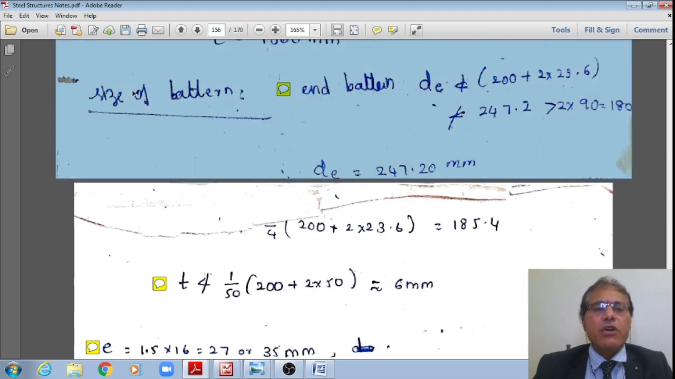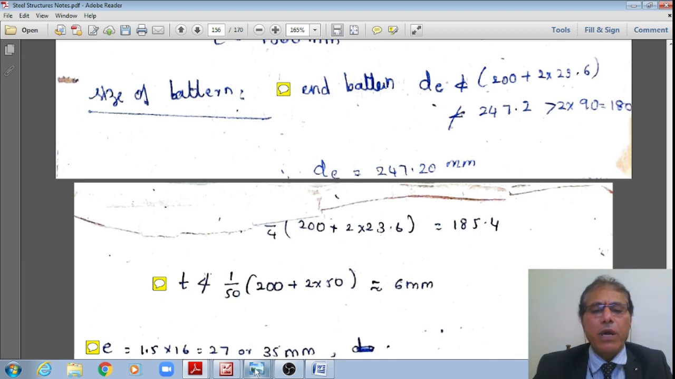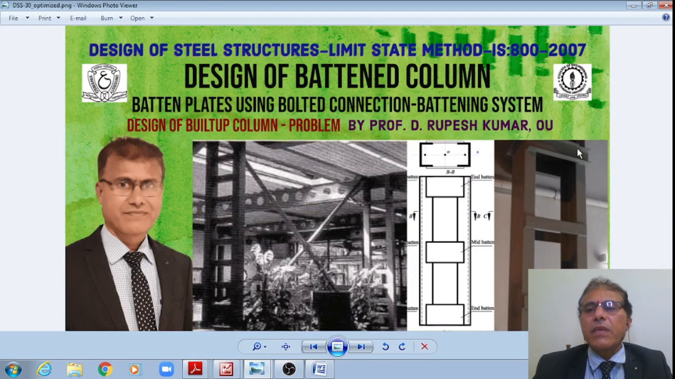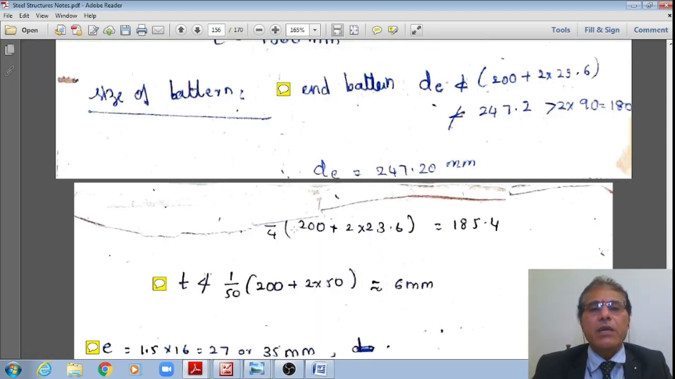Now, once we fix the spacing between the battens, the next subheading is: what should be the size of the batten plate? I have the end battens like this, the end batten here as well as the bottom end batten, and these are the intermediate battens, 1, 2, 3, and so on. Therefore, this is the end batten. What should be the size of this end batten? That we will now fix.